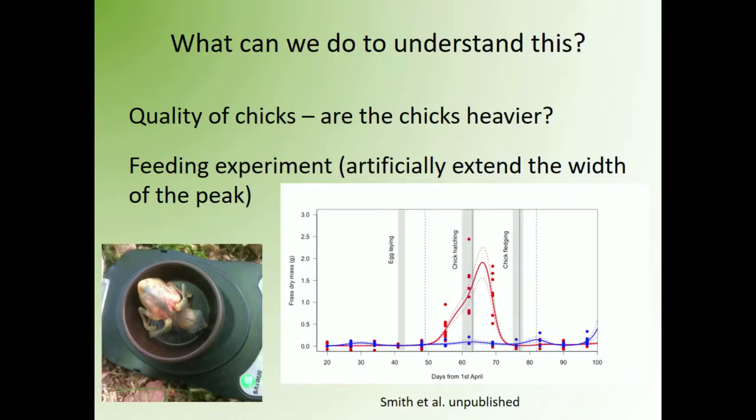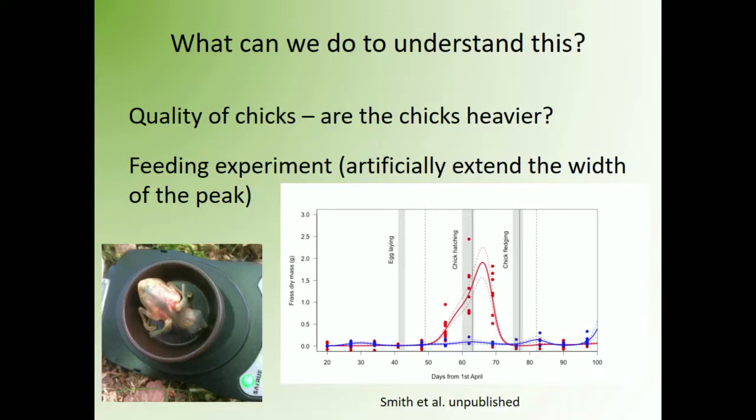So this graph is actually from sort of another data set, but it shows the frass, which is caterpillar poo abundance, which is a proxy for caterpillar biomass, on the y-axis, and then days through a single season in two different woodlands. And the red line is the oak woodland, which is in sort of mid Wales, and has got a very healthy population of pied flycatchers. And the blue line is a mixed deciduous woodland in lowland Wales, which doesn't.